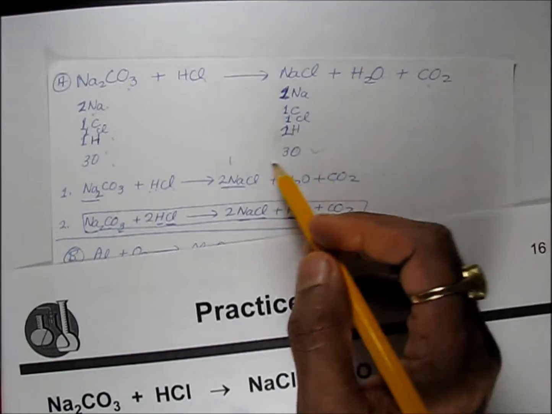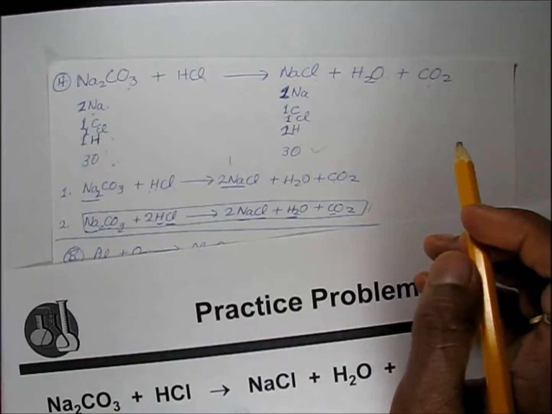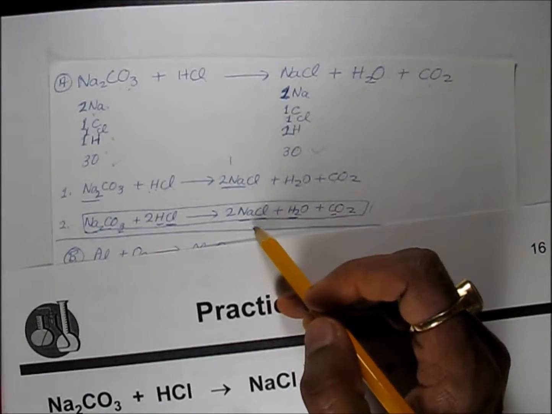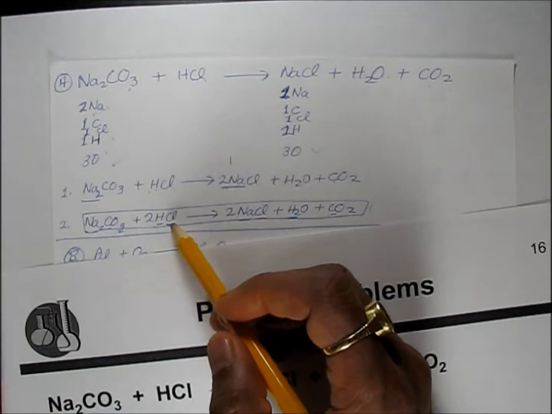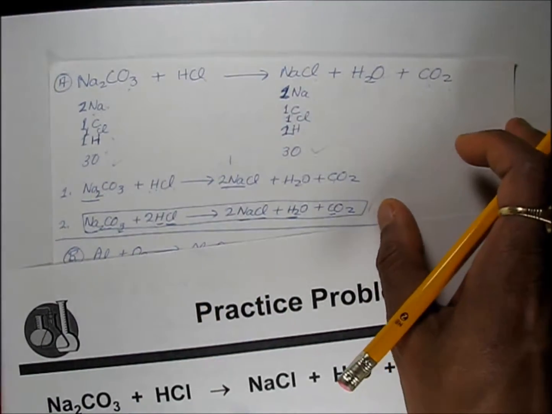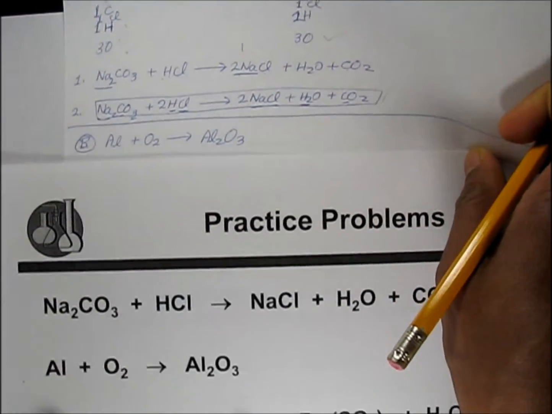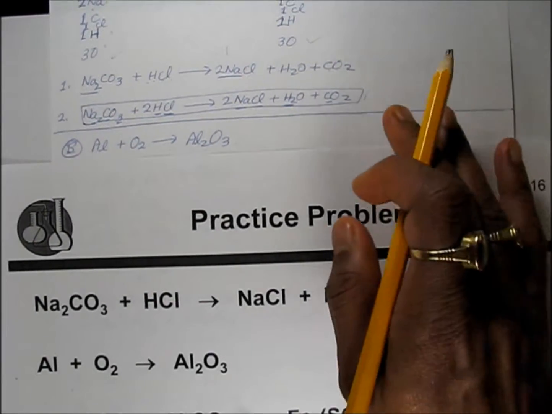So this was already balanced. So everything is balanced now. So we added only 2 coefficient in front of NaCl and 2 in front of HCl. So the second example is for aluminum chloride to make alumina.